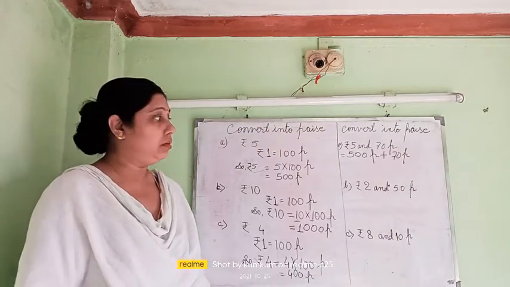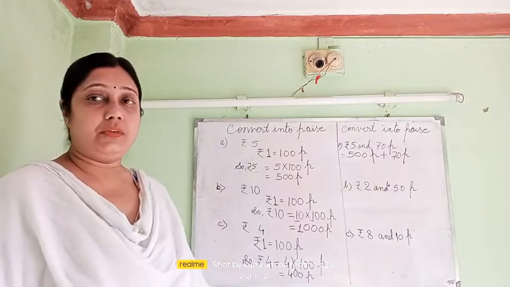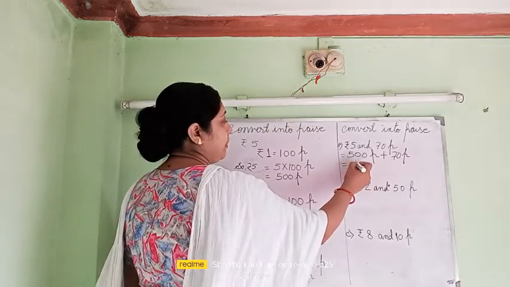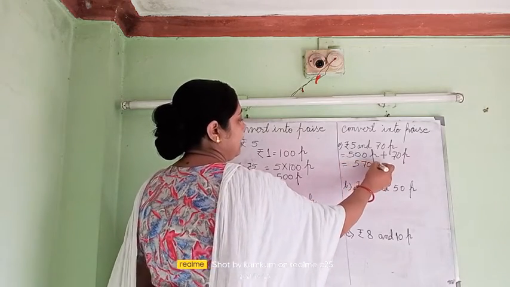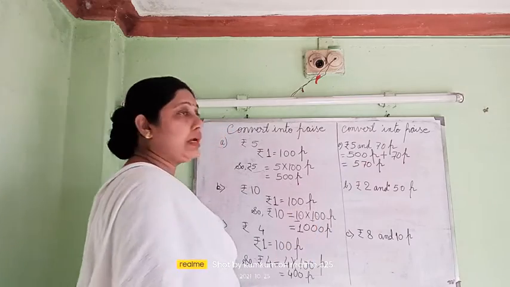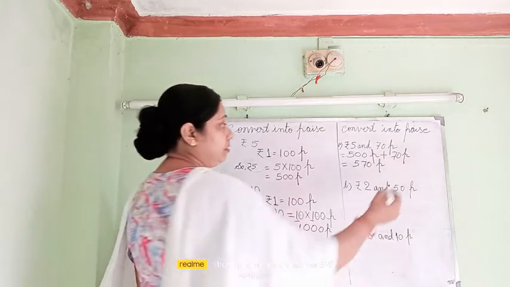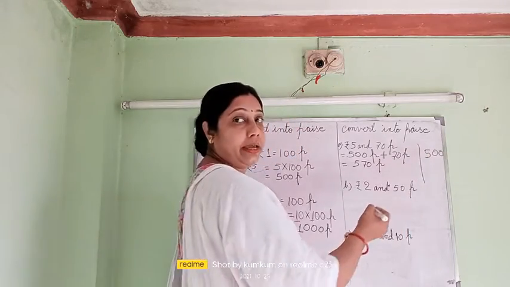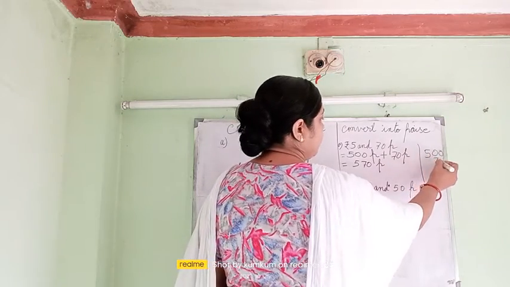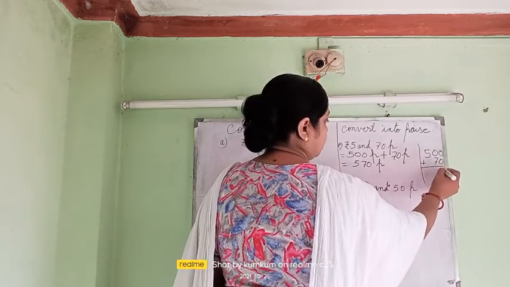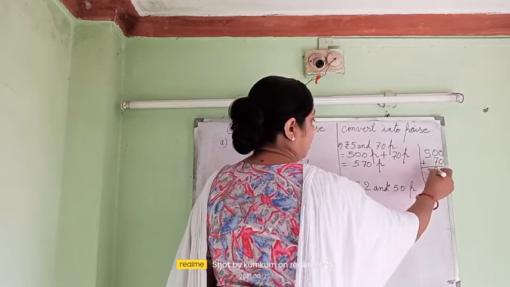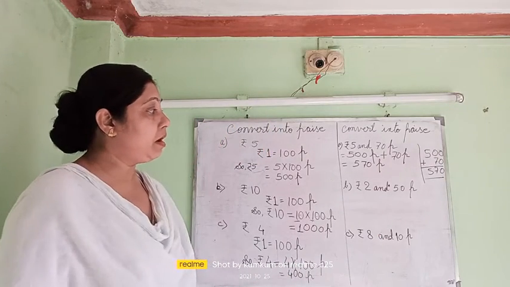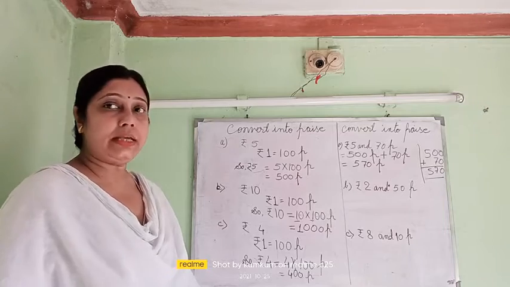Okay. Now if you can verbally add, very good. If you cannot add, do the rough work. So 500 paise plus 70 paise means 570 paise. Those who cannot do verbally, what will they do? They will do the rough work. See, I have written here 500. Okay, and then 70 I am adding up. So it is becoming 570.